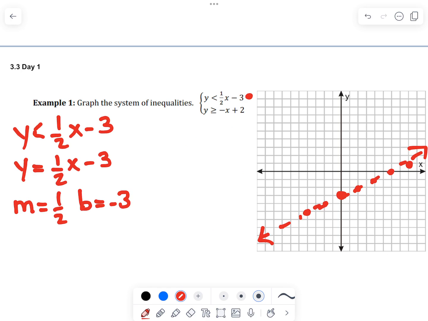Now we need to figure out where we shade. So let's read this inequality. Right here it's saying y less than. So if we look at this line and we shade, we're shading less than, or below, that red line.